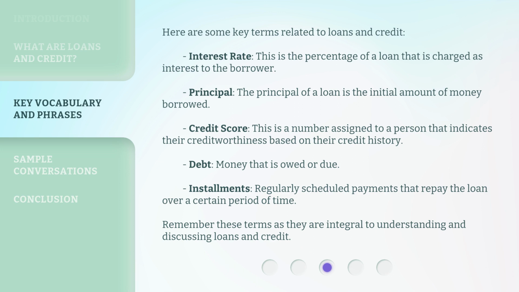Debt. Money that is owed or due. Installments. Regularly scheduled payments that repay the loan over a certain period of time. Remember these terms as they are integral to understanding and discussing loans and credit.